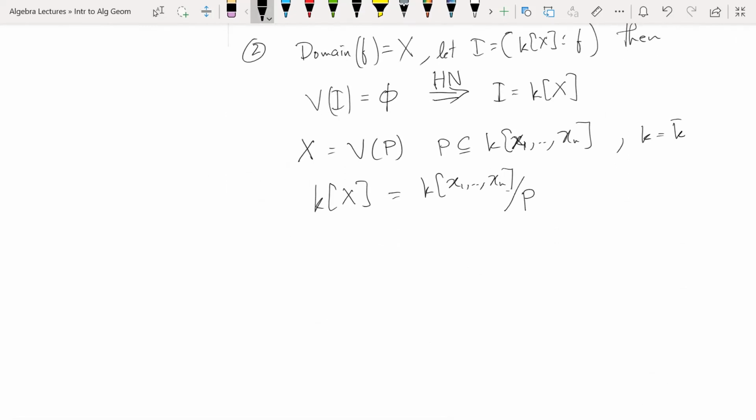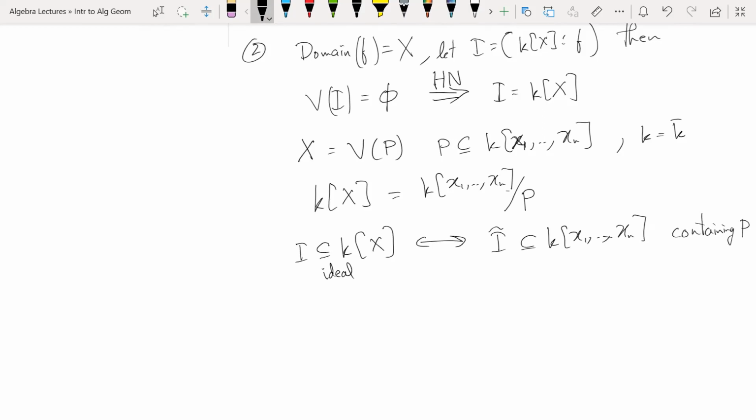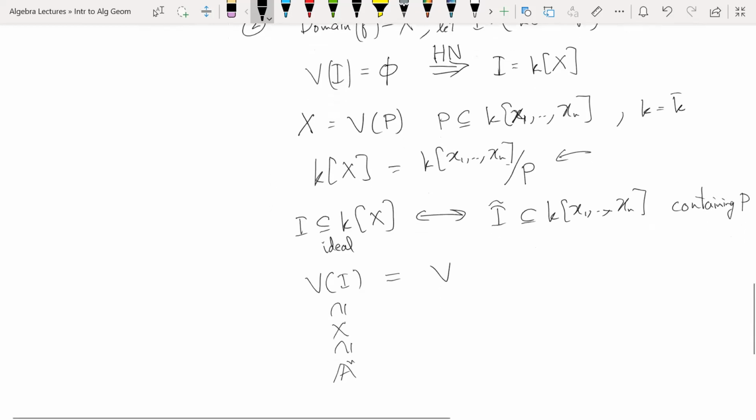So I is some ideal in K[X]. Then this is in one-to-one bijection with an ideal I tilde in k[x1, ..., xn] containing P. And V of I is a closed subset of X. You can think of V of I, contained in X contained in A^n, as the same as V of I tilde, using this interpretation of K[X].